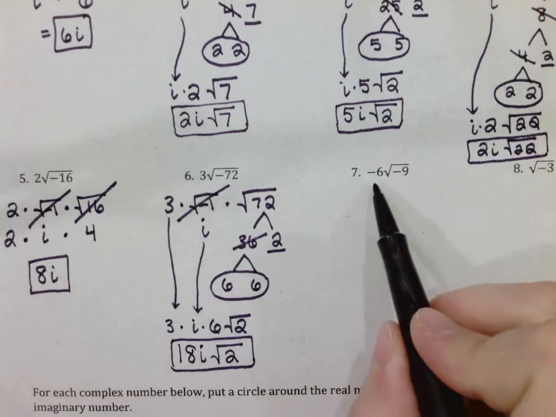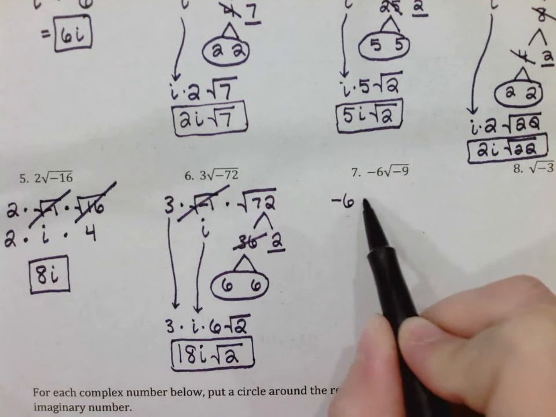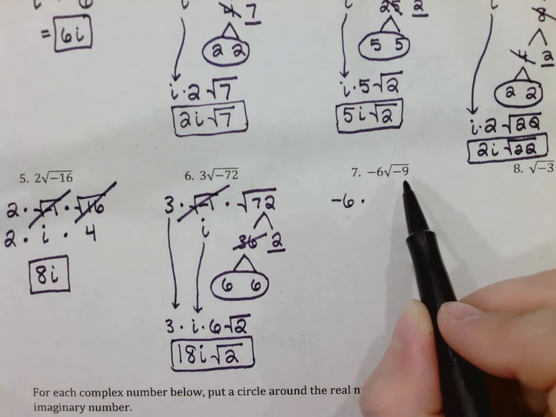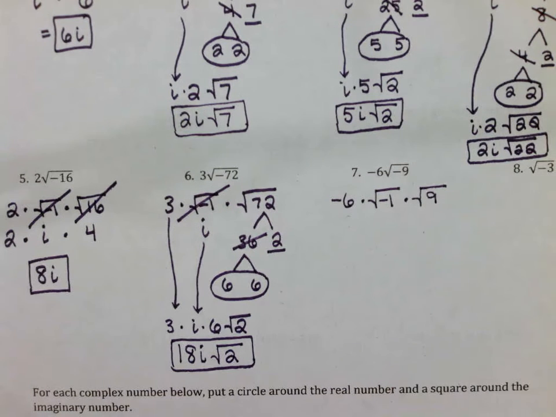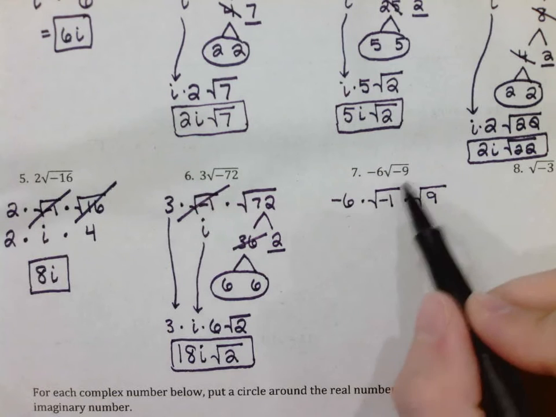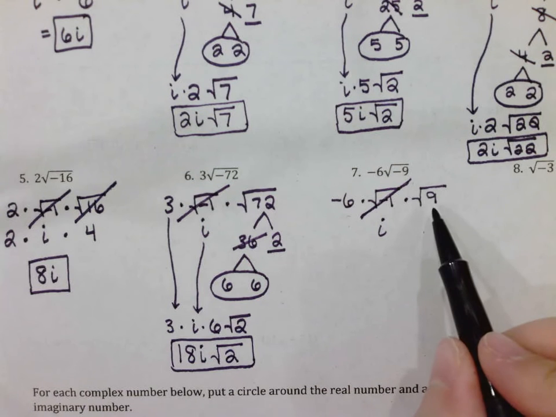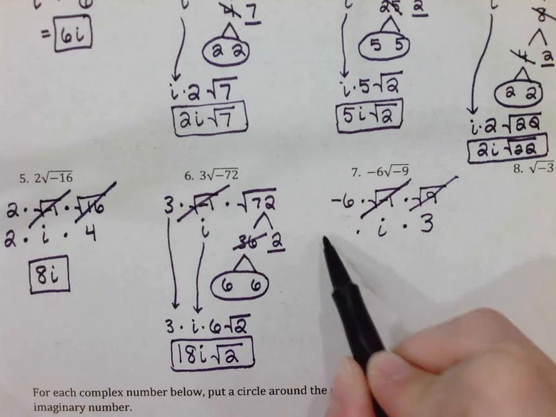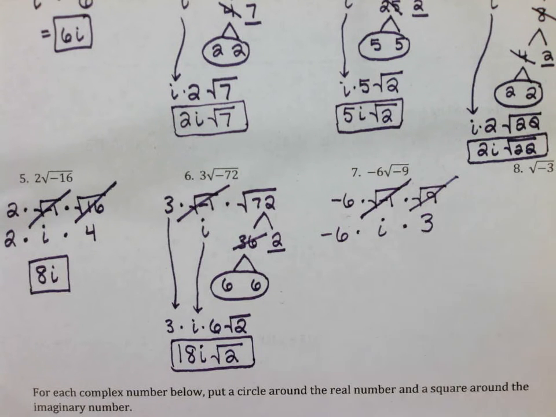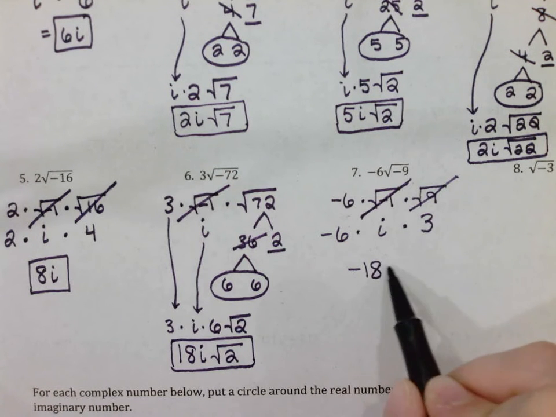Okay, for number 7, we have a negative coefficient, but that's okay. Works the same way. So my coefficient will go out in front, and I'll have to separate this negative radical into the square root of negative 1 times the square root of positive 9. Again, we always want to do this because we're trying to leave this in terms of i. We're trying to pull out that i. And then the square root of 9, that's a perfect square. We just happen to know that is 3. This is really negative 6 times i times positive 3. Negative 6 times 3, that's negative 18. And then I can just attach my i.